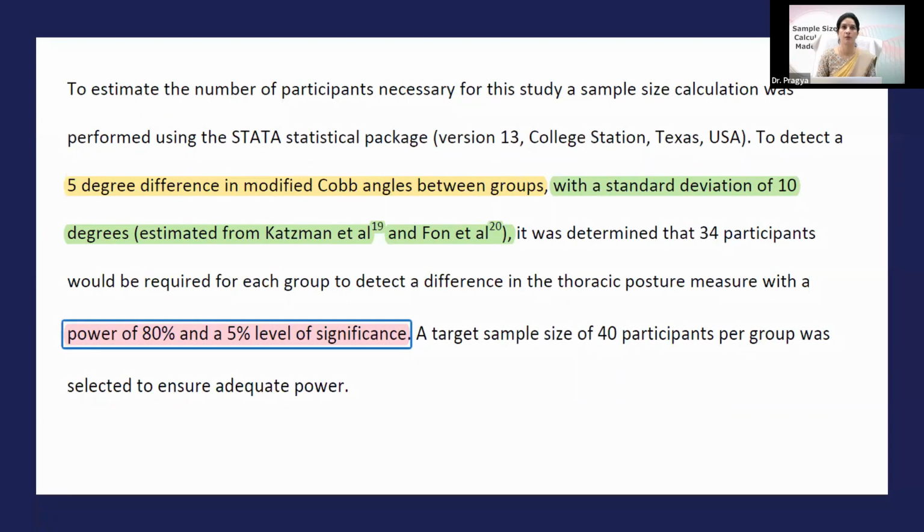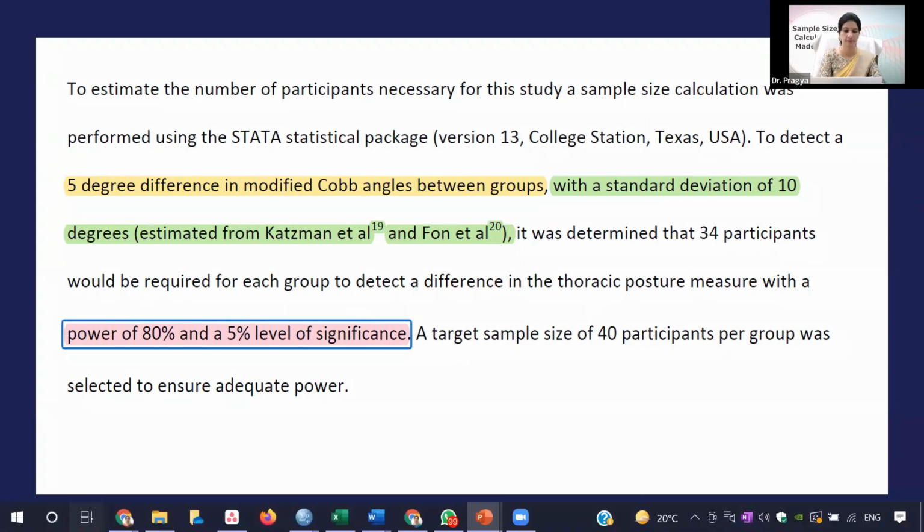So he has written that he wanted to detect a 5-degree difference in the modified Cobb's angle between the groups with a standard deviation of 10 degrees. And he calculated it as 34 participants in each group with a 5% level of significance and 80% power. So let's do this calculation. So it is the difference, standard deviation is 10 degrees, and the 5-degree difference I have to use.